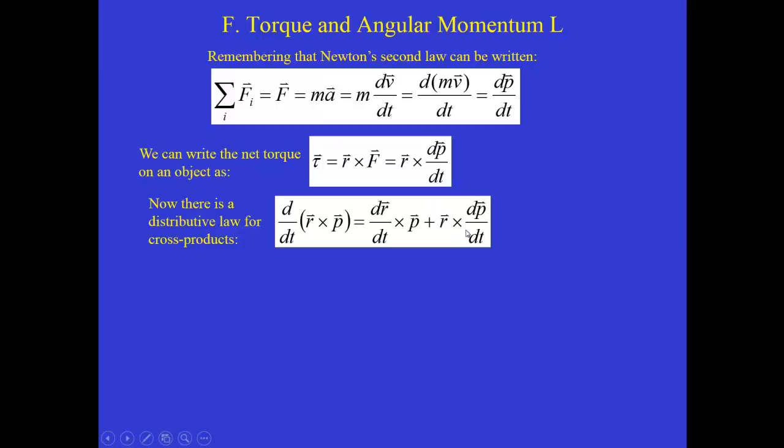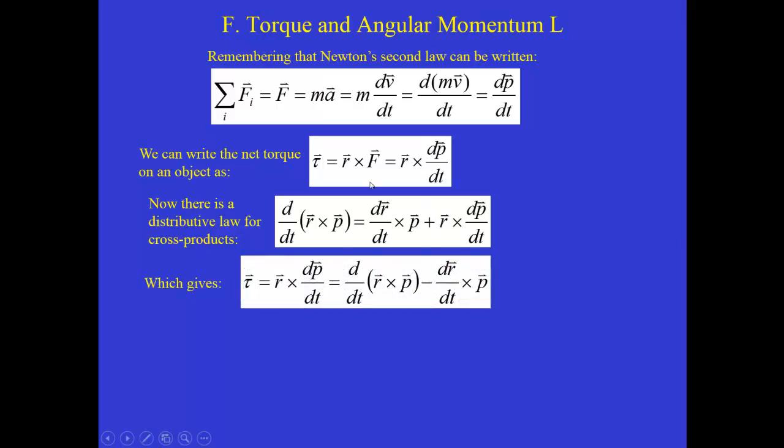Alright, so in the next step we will see that the net torque, which is r cross dp/dt, using this equation here, is equal to what's on the left hand side minus the first term on the right hand side. So tau, which is r cross dp/dt, is equal to d/dt of r cross p minus this term dr/dt cross p. And it's not obvious exactly how this is going to help us until we look at this last term on the right hand side. And remember that dr/dt is the same as the velocity vector.